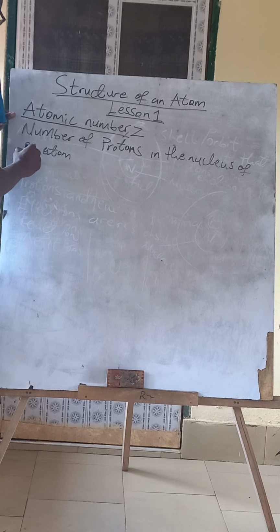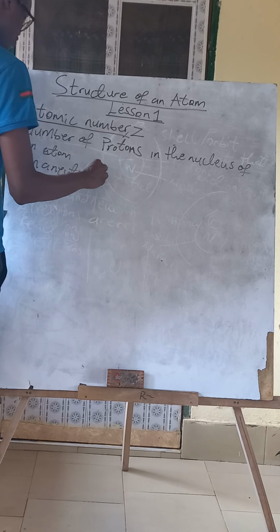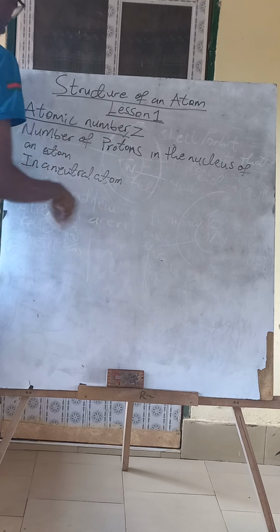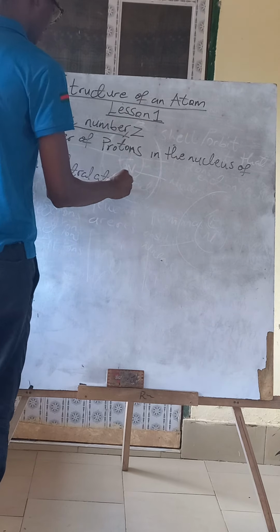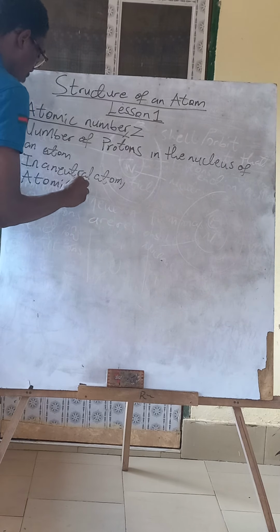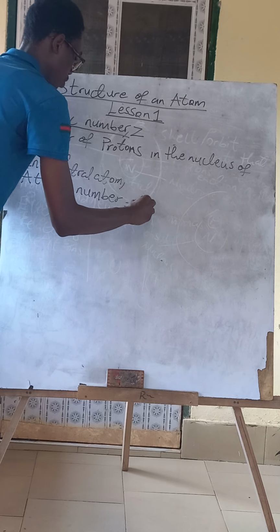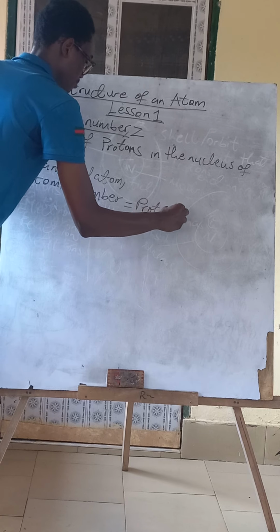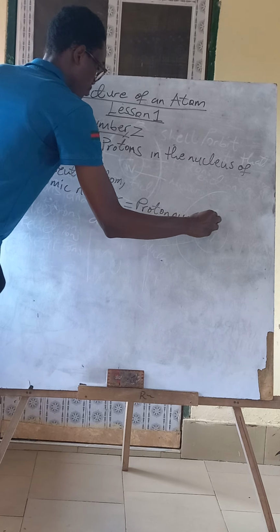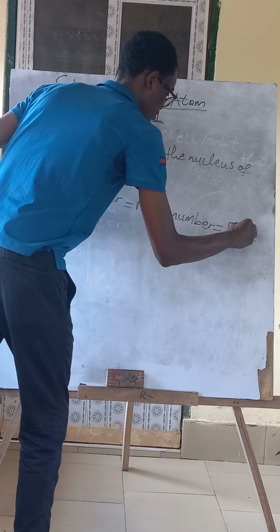So we say that in a neutral atom, a neutral atom is an atom that has no charge. In a neutral atom, we say that atomic number is the same as the proton number, and it's also the same as the electron number.